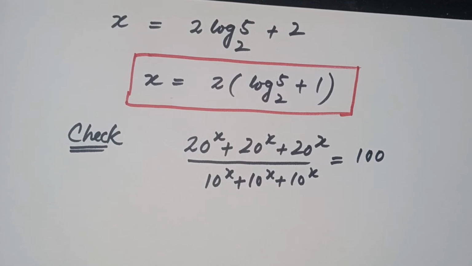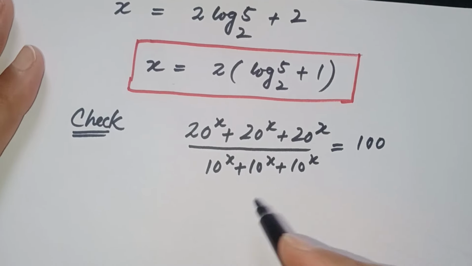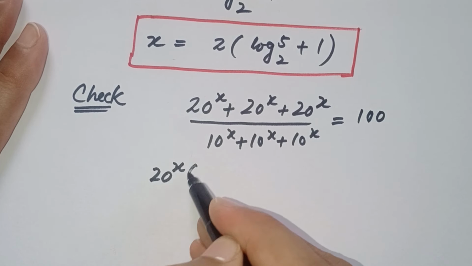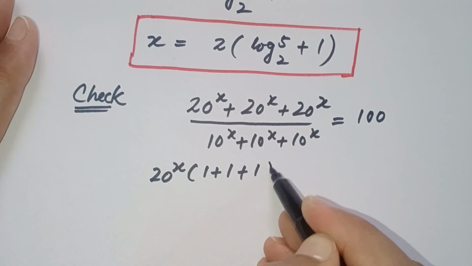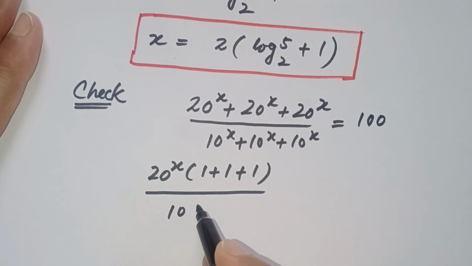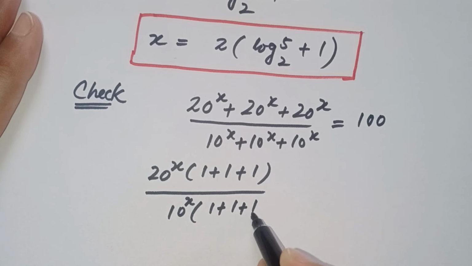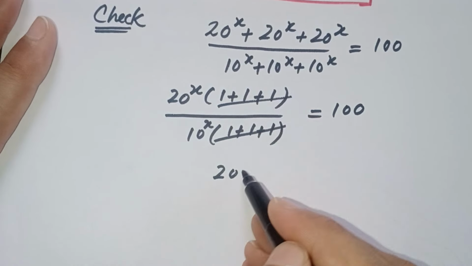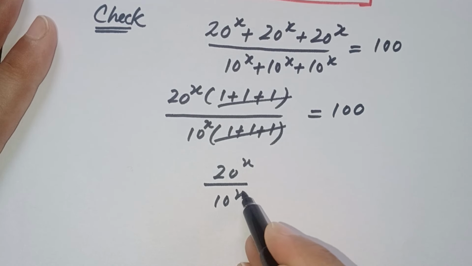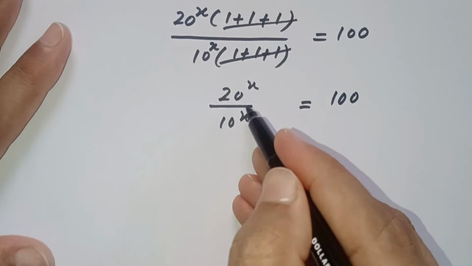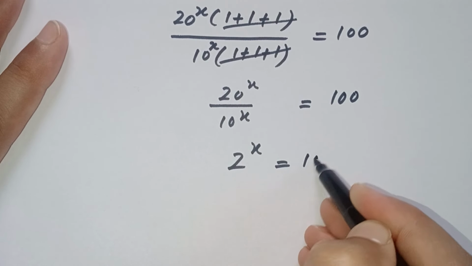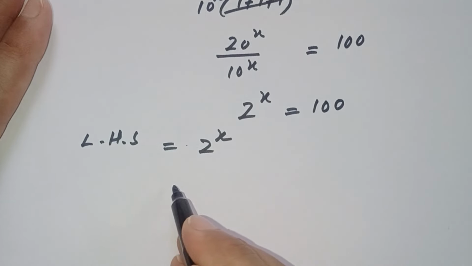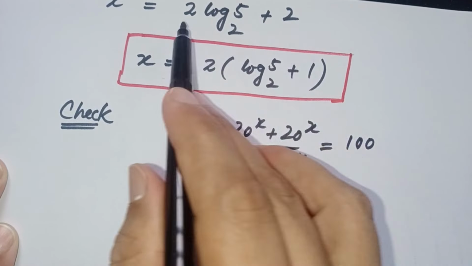So we will take the left hand side of this equation. First of all, we will simplify it as we did before. 20^x can be taken common. So we have 1 plus 1 plus 1 over, here we take 10^x common, 1 plus 1 plus 1, is equal to 100. We will get 20^x over 10^x is equal to 100. Here we get 2^x is equal to 100. So we will take the left hand side 2^x and insert the value of x from here.